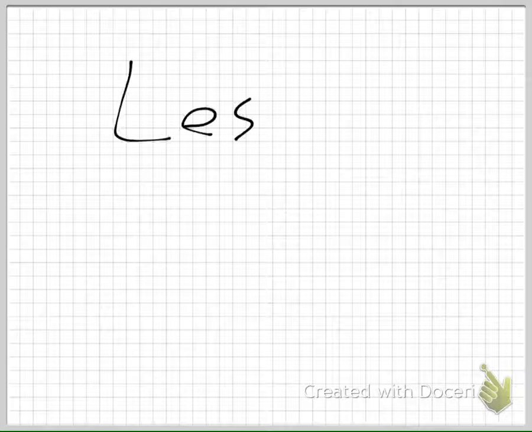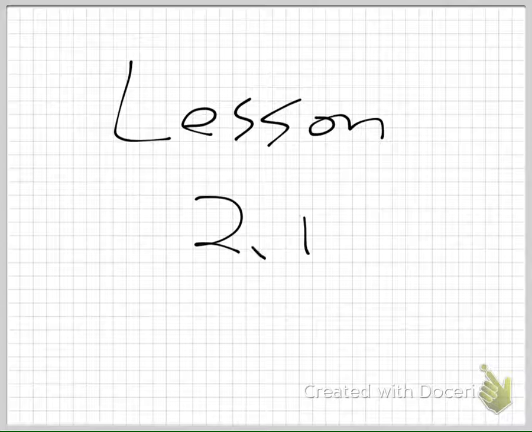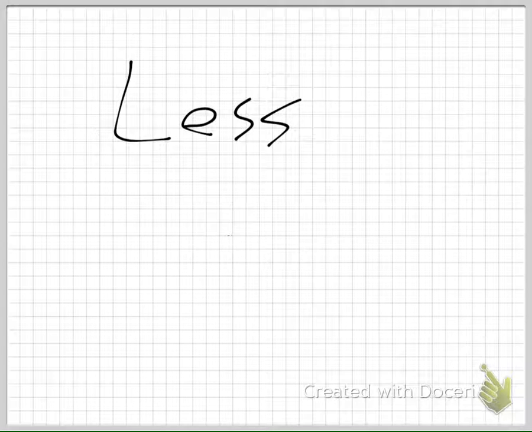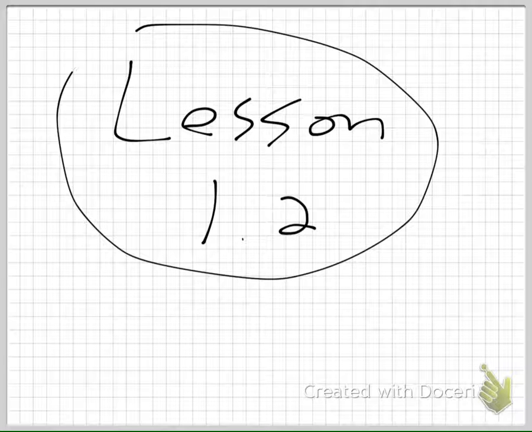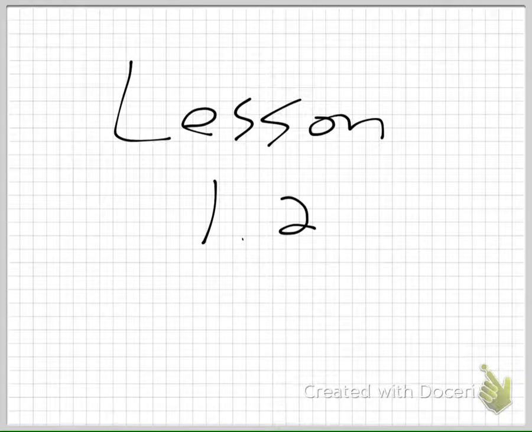All right, this is Algebra lesson 2.1. Or not 2.1. What is this? 1.2, right? Order of operations. Why am I erasing that? I don't know. Okay.